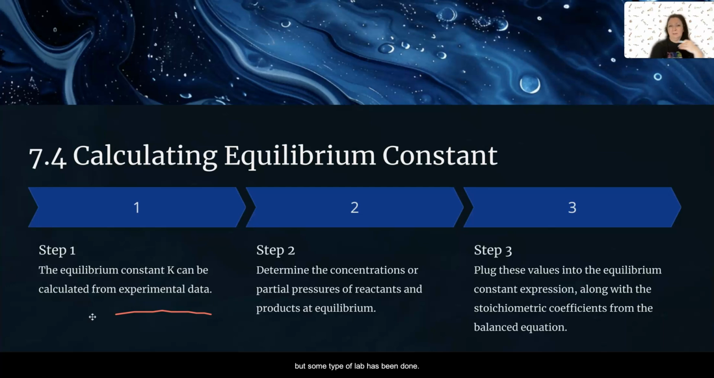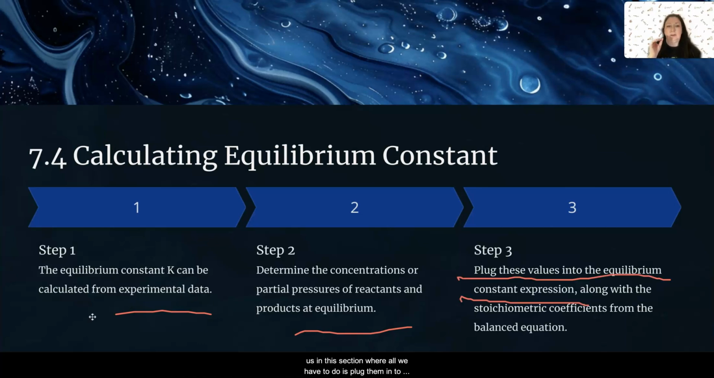But some type of lab has been done, you have some concentrations, it's all figured out. Coming up very, very soon after this video, they're not just going to overtly give you the equilibrium concentrations, you're going to have to figure them out, and we'll talk about that. And it's not that hard, so don't make it hard. Then we'll have the concentrations and or partial pressures while we're at equilibrium. Right now they're just going to give it to us in this section. All we have to do is plug them in to the expression, and then we just do our math.